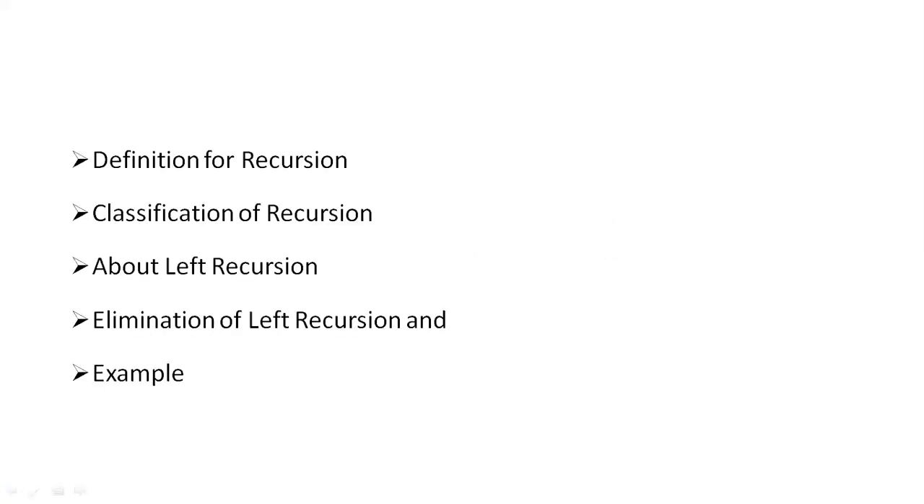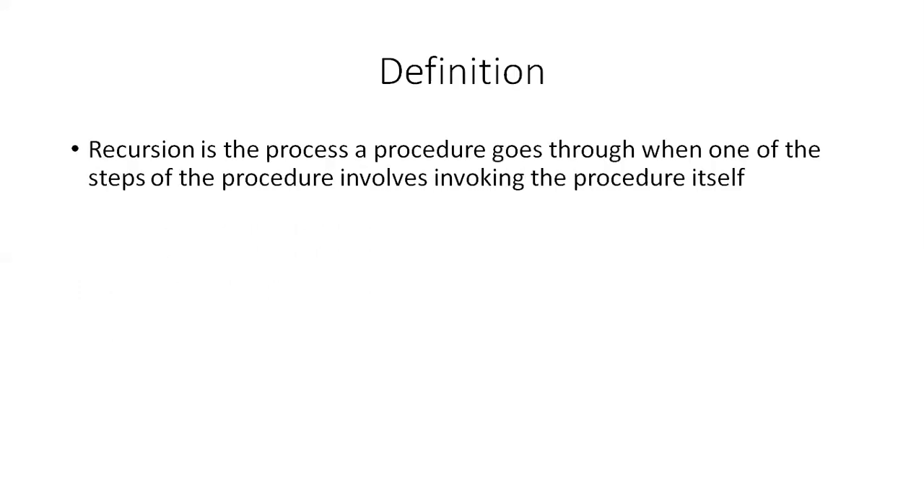Initially, what I'm going to deliver about the recursion concept is the definition of recursion, how recursion is classified, and about left recursion and how we eliminate left recursion with an example, right? See, this is the definition of left recursion. Left recursion means a process in which one of the steps of the procedure involves invoking the procedure itself. When you see an example, you will clearly understand how a step of the procedure involves invoking the procedure itself, right?